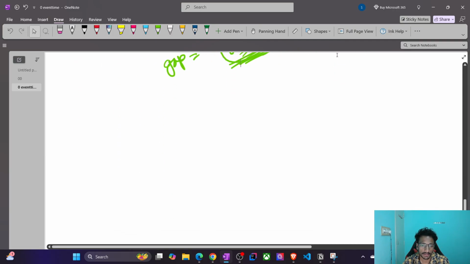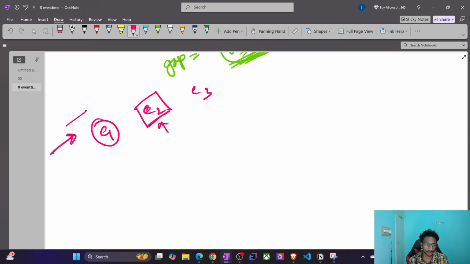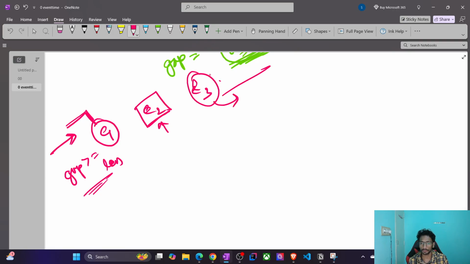So how can you find this? Suppose we have E1, E2, E3. When we are trying to shift this event 2, we are checking whether on the left side, at the previous event E1, there is any gap whose length is greater than or equal to this current length. And similarly for the right side, we are trying to find in E3 whether there is any gap that is greater than or equal to the length. Then how can we find this?